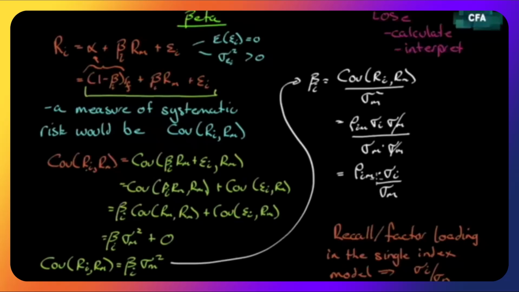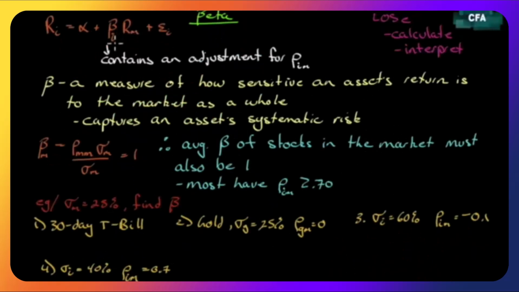So that's a long road to get to that statement. We already had this factor loading, and I had to bring you through that long process to get you to the correlation. All you do is adjust this factor loading by the correlation between the two, and you've got beta. So here's our market model again. There's our beta, and it contains, we know now, an adjustment for the correlation. It was the standard deviation of the asset we're looking at divided by the standard deviation of the market, adjusted for the correlation. That's beta. And beta is a measure of how sensitive an asset's return is to the market as a whole. It captures an asset's systematic risk.